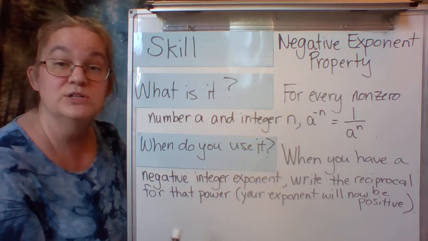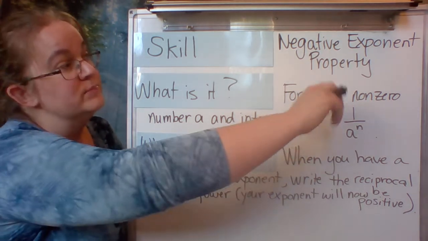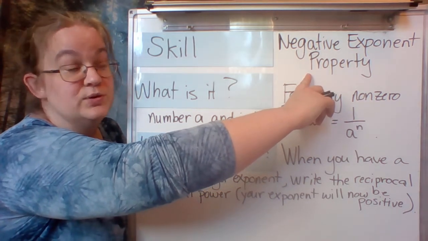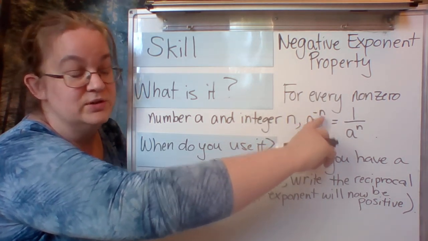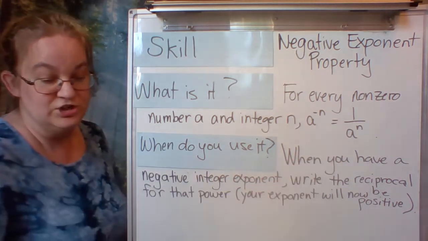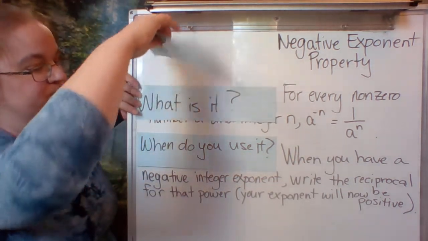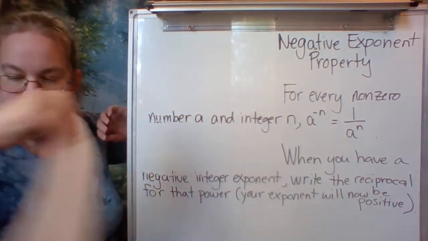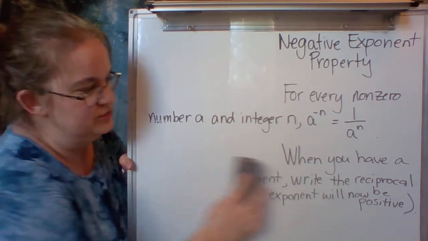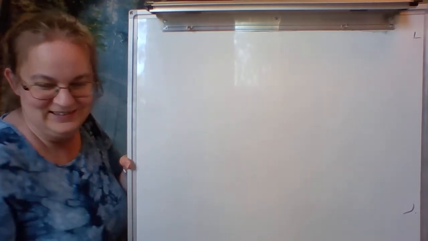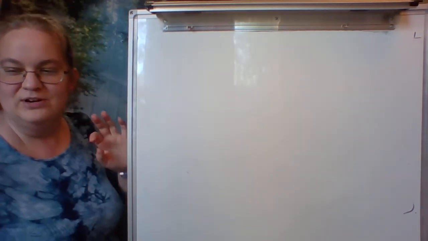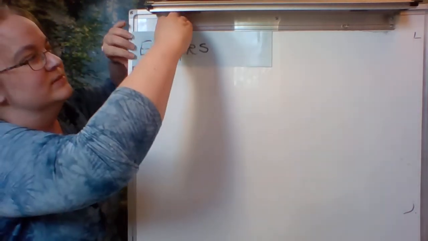Sometimes students get really confused by this, but understand that the negative exponent property is just telling us to move that to a new spot. So we're changing it. Let's look at some examples so that you're comfortable with it. If you didn't finish notes, you can go back and pause if I talk too fast. That happens sometimes.